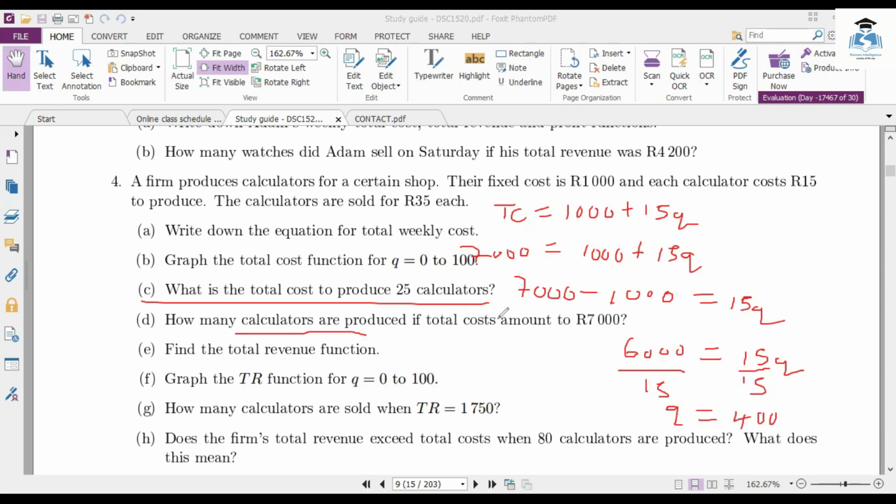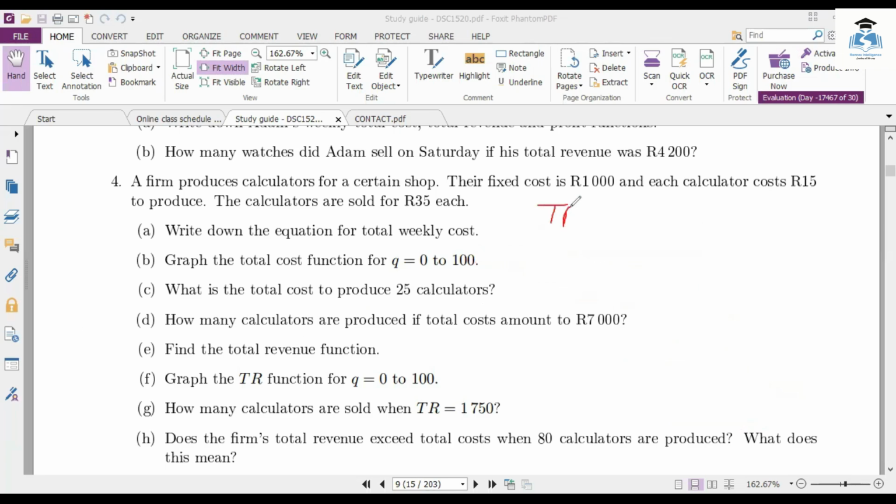Now they are saying find the total revenue. We said total revenue is equal to price times quantity. The price was 35 rand. So that's 35Q. So this is the answer for this.